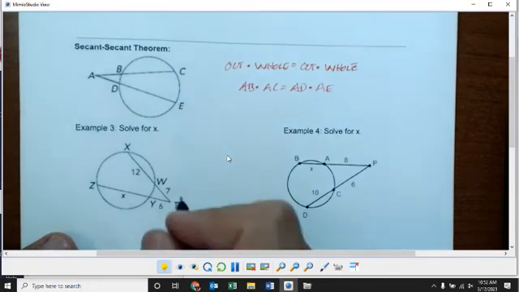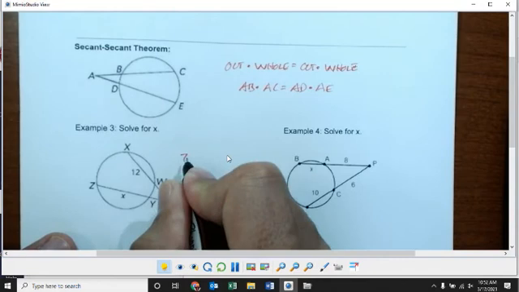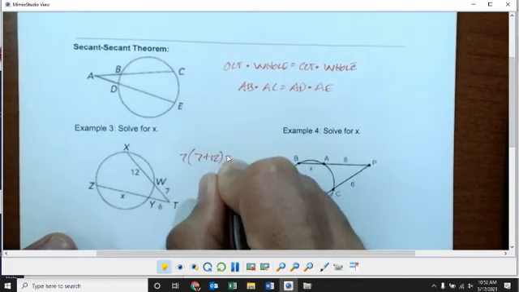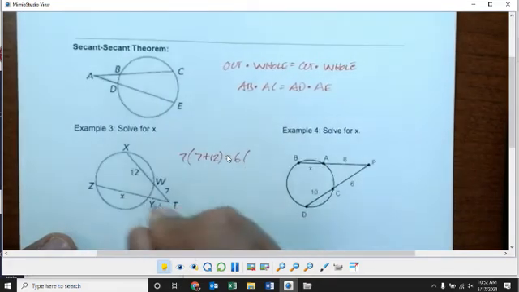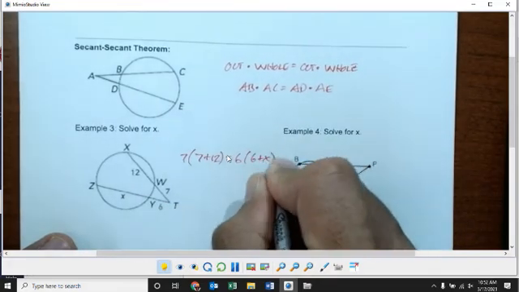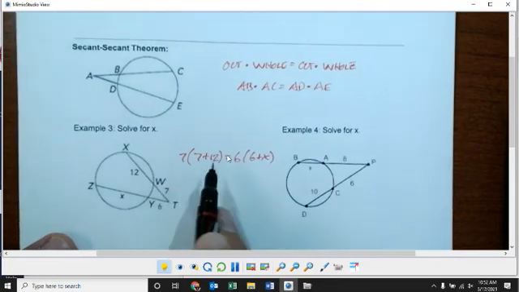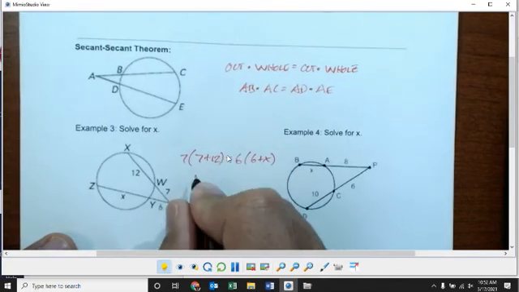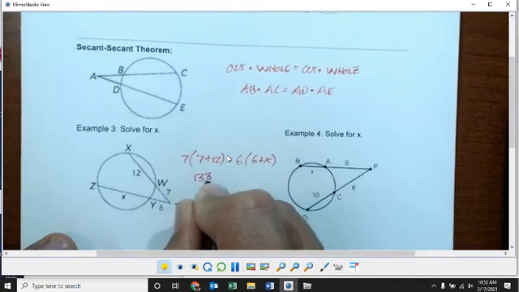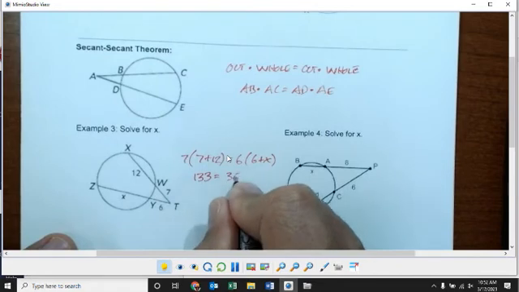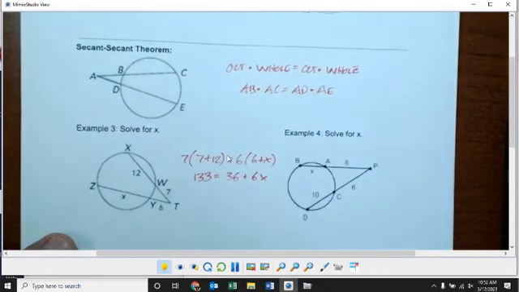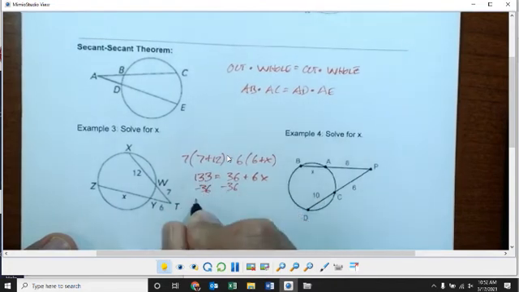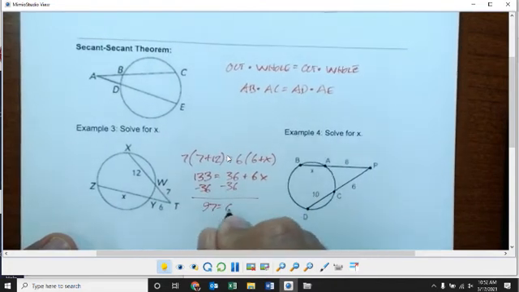So to solve an example of that, I'm going to take the outside, which is 7, times the whole part, which is 7 plus 12. It's going to be equal to the outside, which is 6, times the whole part, which is 6 plus x. So outside times whole equals outside times whole. So here we go. I'm going to have 7 times 19, which is 133, equal to 36 plus 6x. Don't forget to distribute the 6 to both places. Subtract 36. That's going to give me 97 equals 6x.